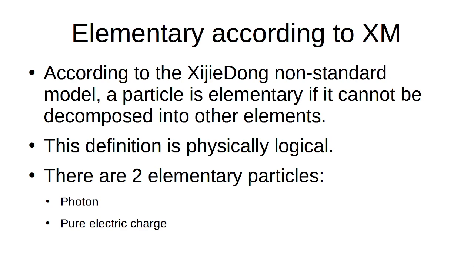Elementary according to the Xijidong non-standard model. According to this model, a particle is elementary if it cannot be decomposed into another element. This definition is physically logical. There are two elementary particles, the photon and the pure electric charge.